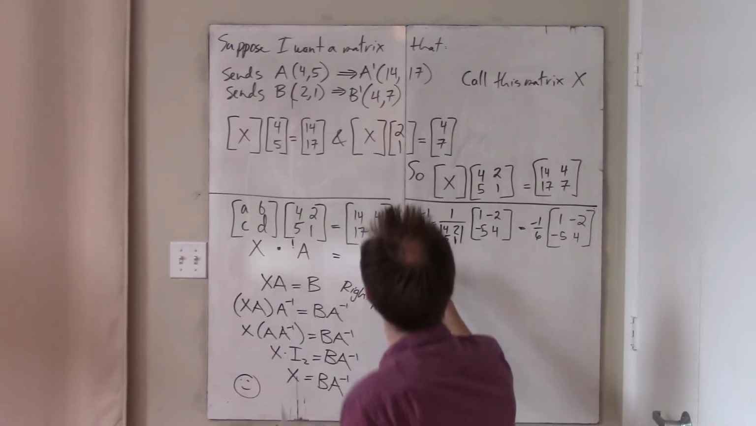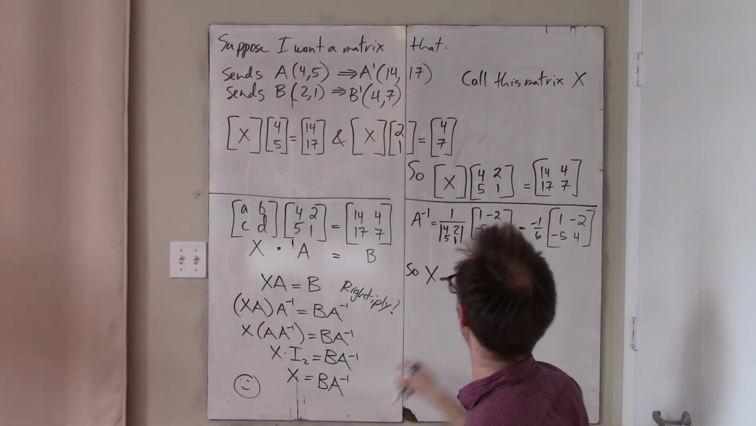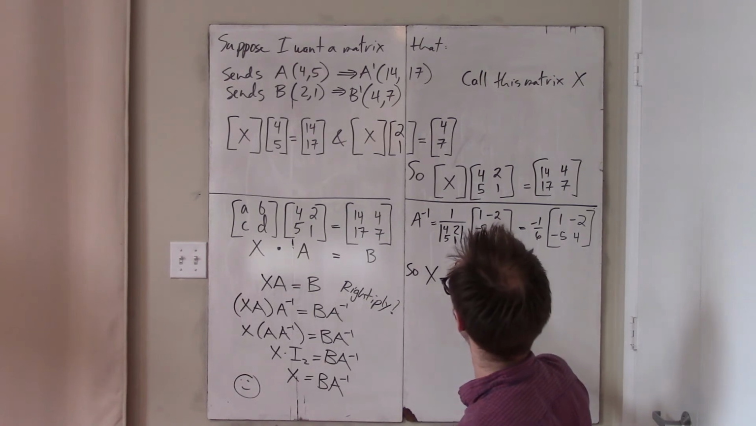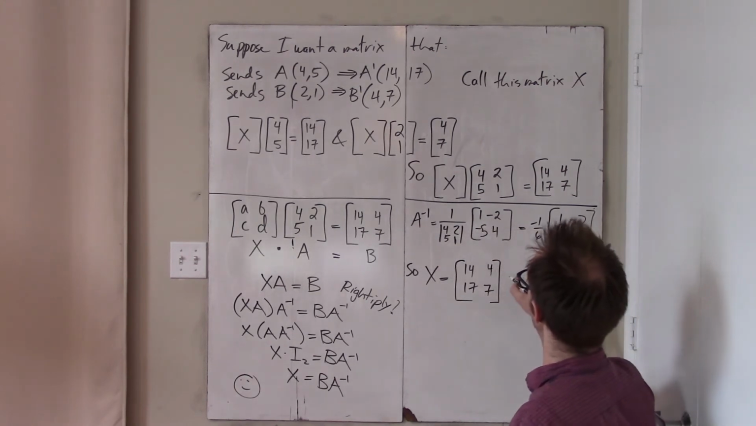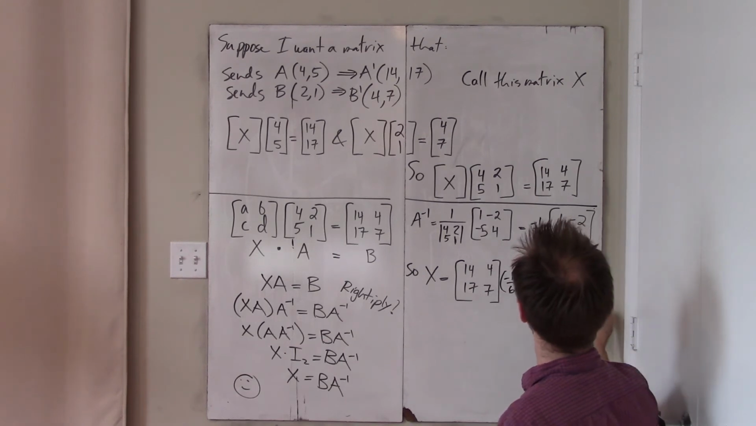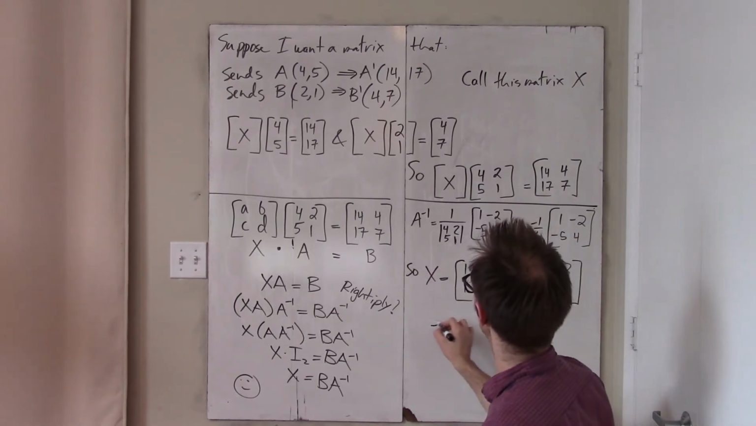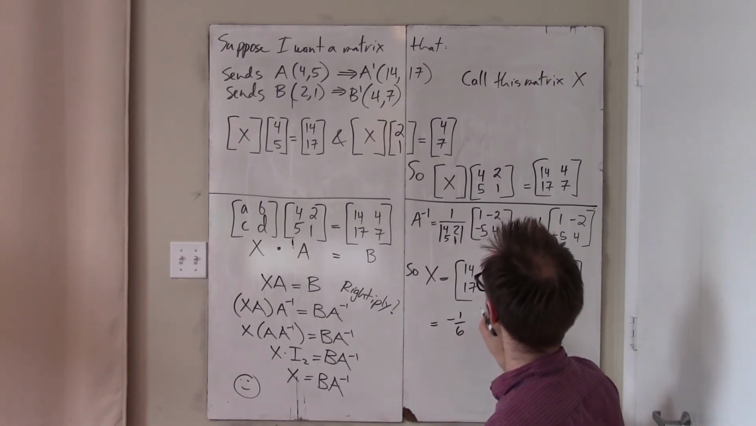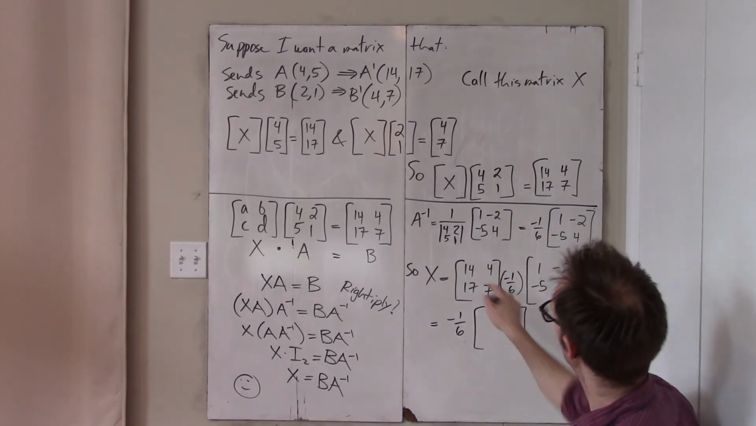So what is X? X will be B times A inverse. So I'm going to have my matrix B, 14, 17, 4, 7. That's my matrix B times this matrix here. And the -1/6, we can just leave that coefficient floating out there. That's probably the easiest thing to do. I ran out of room a little bit here, so I'll just go on to the next line. -1/6, and now I just have to perform this matrix multiplication. I think I can do this in my head.